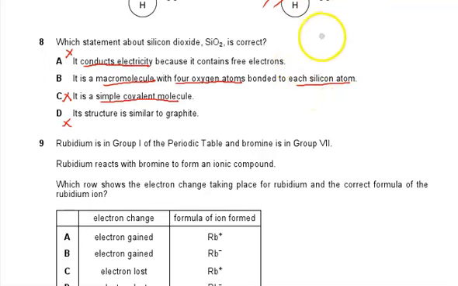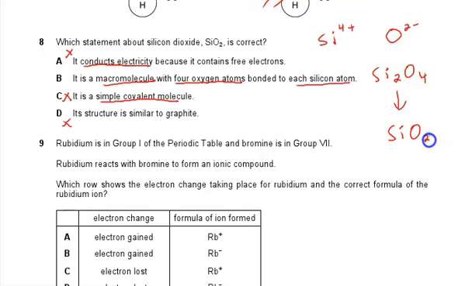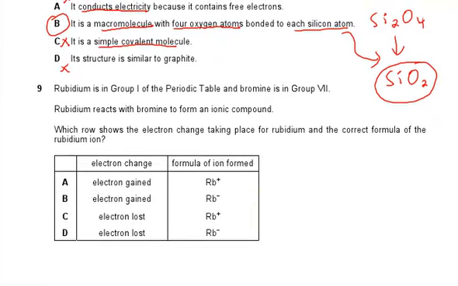So which means the silicon is from group 14, so we just put here 4 plus. Oxygen we know is group 16, which is 2 negative. When they combine, they will form Si2O4, which is simplified to SiO2. Alright, so this is the true story of this. So your best answer here will be B. Now let us look at question number 9.